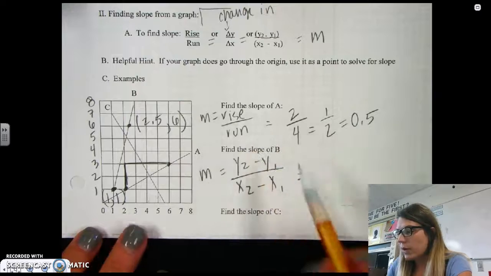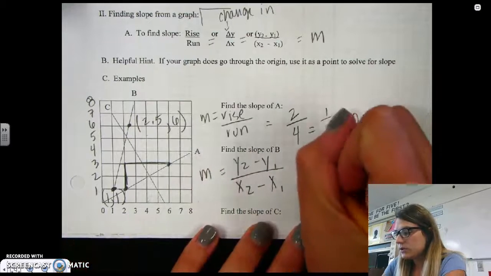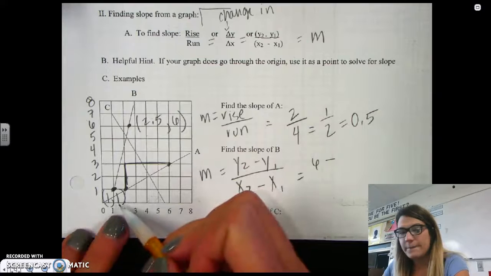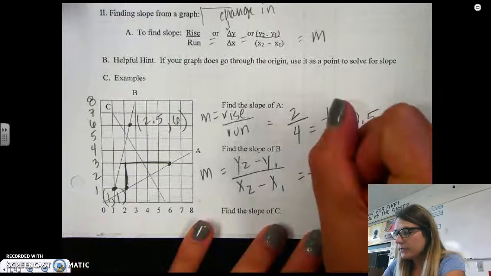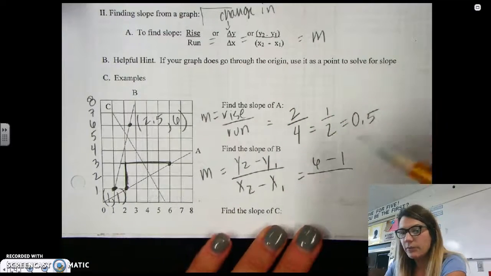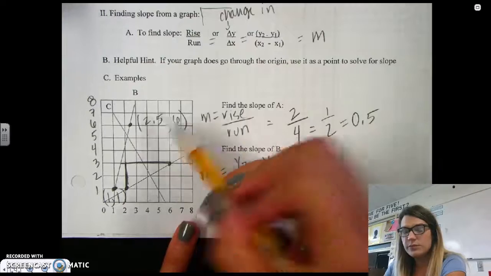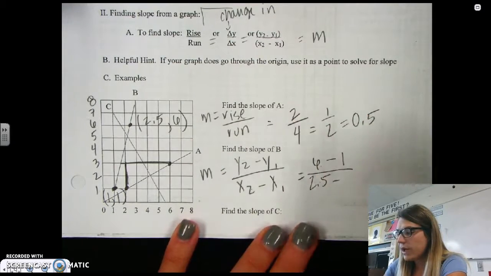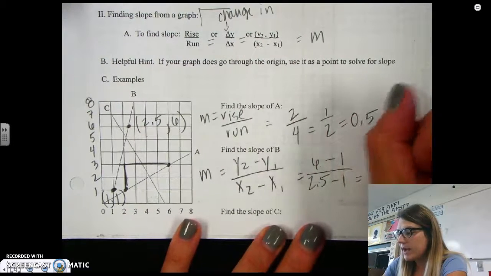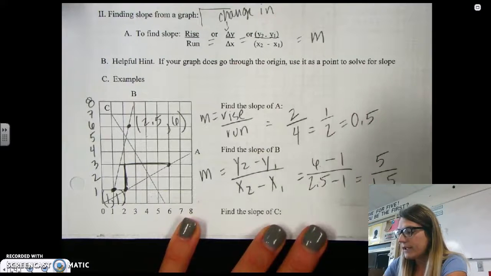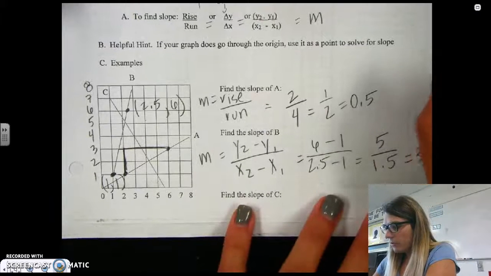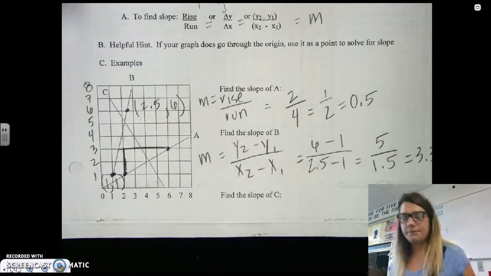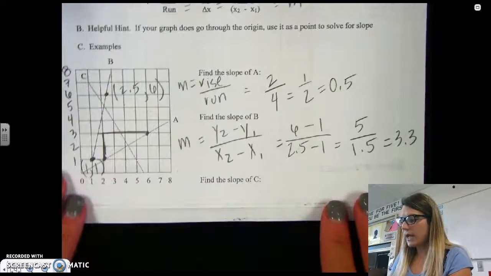Okay, so my y2 is 6, so I'm doing 6 minus my y1, which is 1, and I'm going to divide that by, okay, now I need to make sure that these two are lining up with what I have here, which 6 lines up with 2.5, so I'm doing 2.5 minus 1, so then I have 5 over 1.5, and if I plug that into my calculator, my slope shall be 3.3. Okay? Good so far? All right, let's do the last one.